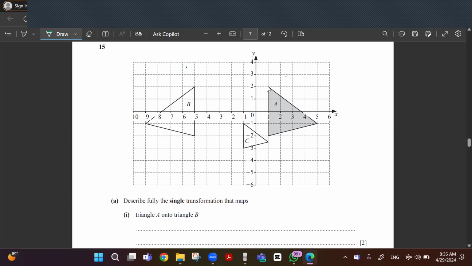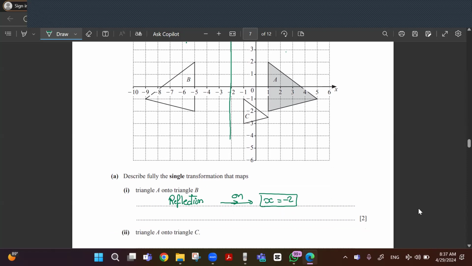So I will count how many blocks between them. 1, 2, 3, 4, 5, 6. So the line will be in the middle after 3 blocks. So this is the line. What is the equation of this line? It crosses the x-axis at -2. So it is reflection on x equals -2.